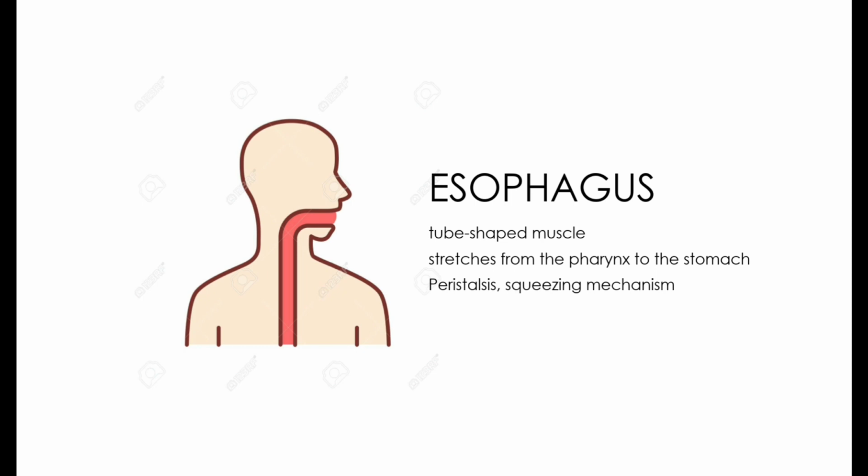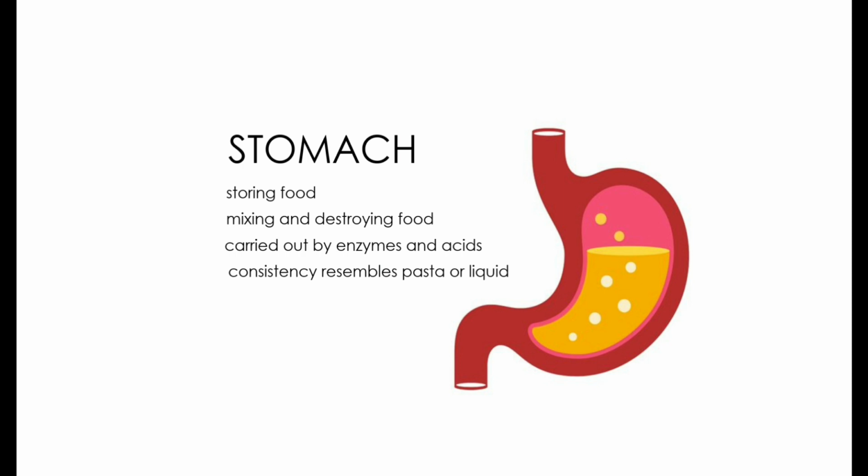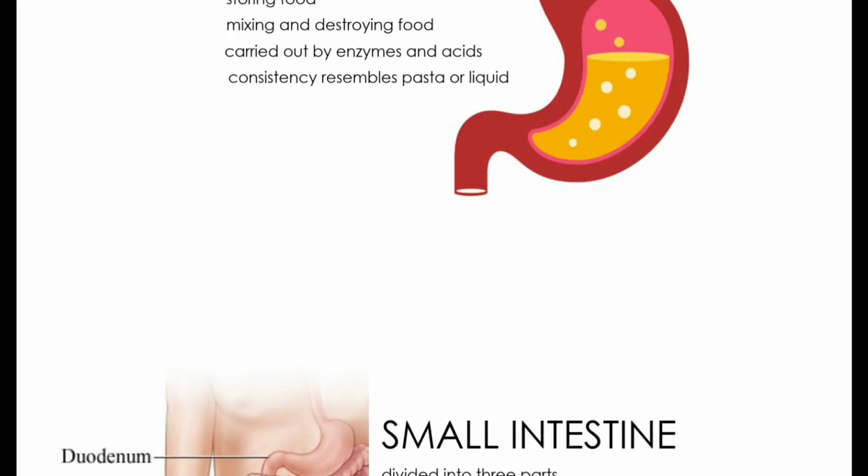Esophagus. The esophagus consists of tube-shaped muscles that stretch from the pharynx to the stomach. Through a squeezing mechanism called peristalsis, the esophagus will deliver food to the stomach. Besides storing food, the stomach also plays a role in mixing and breaking down food into a form that is more easily absorbed. This function is carried out by enzymes and acid produced by the stomach. When food goes to the next organ after the stomach, its consistency resembles pasta or liquid.